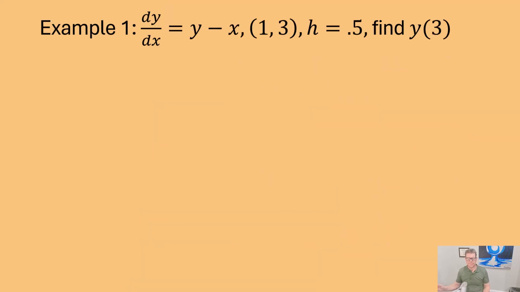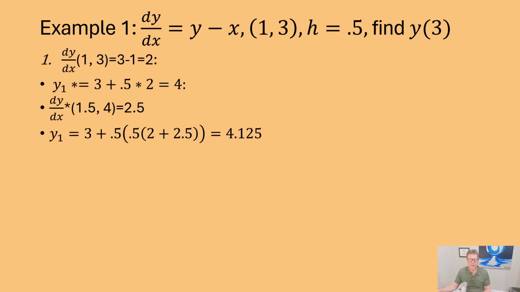Let's take a look at an example. Let's suppose I have dy/dx equals y minus x, and we're going to start at (1, 3). We're going to have a step size, again, of 0.5, and we want to find y of 3. So our first step is to find the value of the differential equation at (1, 3), and that ends up being equal to 2. 3 minus 1 is 2. Then we're going to find yi star, which is our intermediate step, and that's going to be our y plus our step size times 2, and that'll equal 4. So now we've got this intermediate point called (1.5, 4).